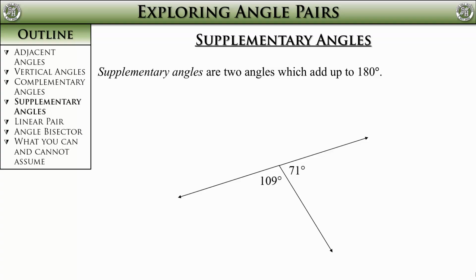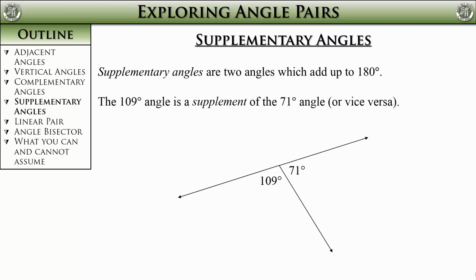Now we get to supplementary angles. Supplementary angles are just like complementary angles, except instead of adding up to 90 degrees, they add up to 180 degrees. Just like complementary angles, once we determine that we do have supplementary angles, then we can say this. The 109-degree angle is a supplement of the 71-degree angle, or the 71-degree angle is a supplement of the 109-degree angle. Note that the definition of supplementary specifically says two angles, so just like the complementary ones, you can't have three or more angles that add up to 180 degrees.